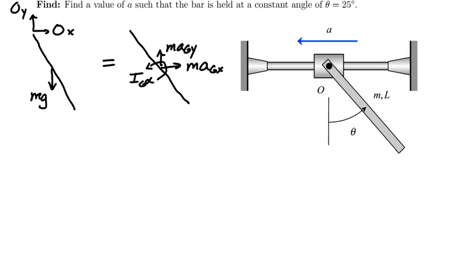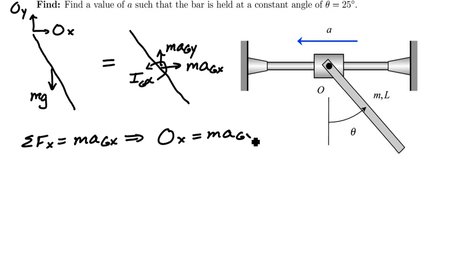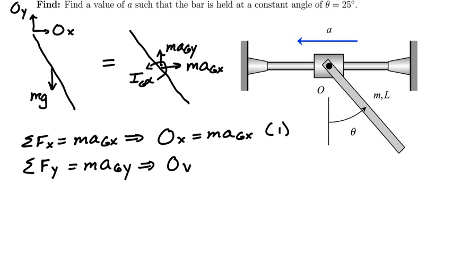With this free body diagram in hand, we can proceed to the kinetics of the problem. We can start by summing forces in the x and setting that equal to mass times acceleration of g in the x. Then Ox is equal to m times a_gx. Let's call that equation 1. I can likewise sum forces in the y direction and set that equal to m times a_gy. Then Oy minus mg is going to equal m times a_gy, and we can call that equation 2.